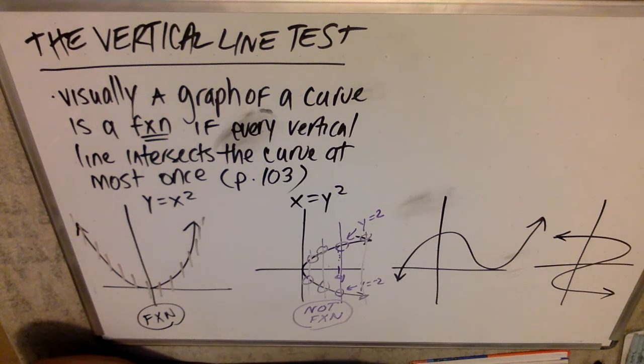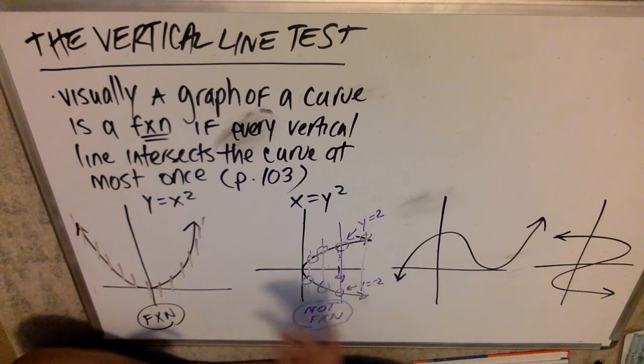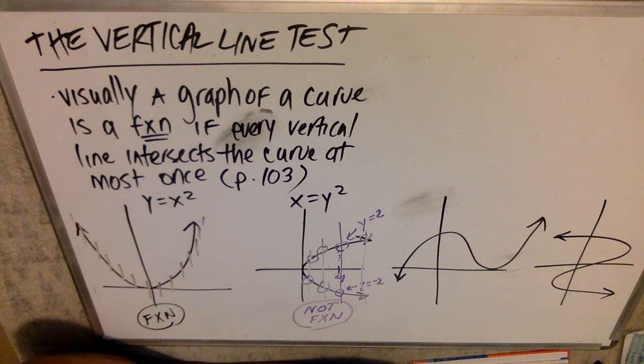So anytime you can draw a vertical line and it hits two or more points, what that's showing you is that one x value, at whatever that vertical line is, has multiple possible outputs. And remember, the definition of a function is that one input, one x, can only have a single output.